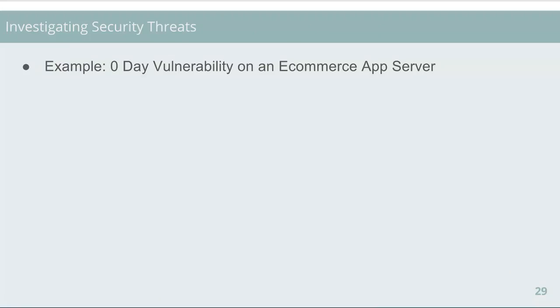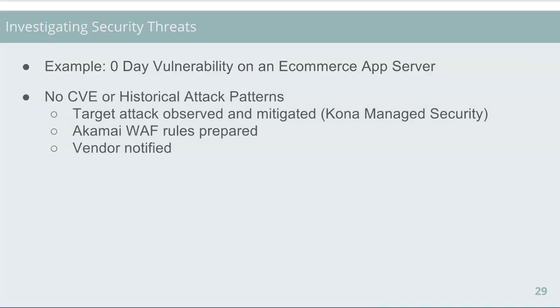Another example is investigating security threats. I work primarily on the web performance side at Akamai, but there's kind of a Venn diagram between performance and security. One of my customers, I had noticed, was attacked with a 0-day vulnerability, and that vulnerability was specific to a certain e-commerce app server. There was no CVE or historical attack patterns. Our Kona managed security team was able to mitigate it very quickly. There was no compromise. The WAF rules were prepared, so they had a custom rule in place to basically patch what was an unknown vulnerability at the time, and the vendor was notified. So the vendor was able to go and apply the patch and notify their customers.